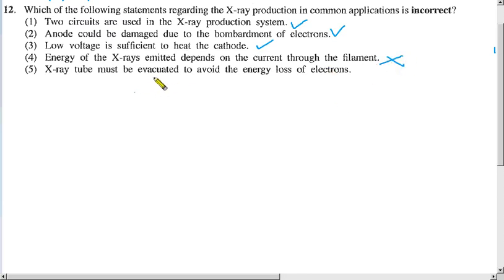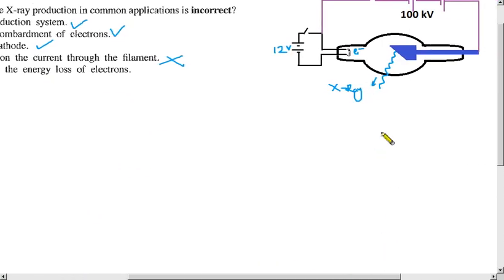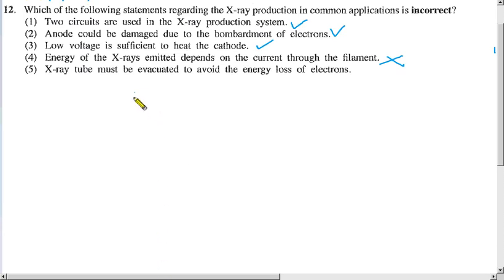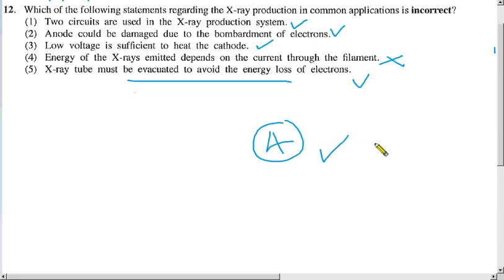X-ray tube must be evacuated to avoid the energy loss of electrons. That is correct. All the air particles should be removed from this container, because otherwise collisions occur, and electrons collide with these air particles and scatter here and there. So the intensity will be upset. Therefore evacuation must be done. So this is correct, evacuated to avoid the energy loss of electrons. So now the answer is the fourth one. It is obvious, this one is the answer for this question.